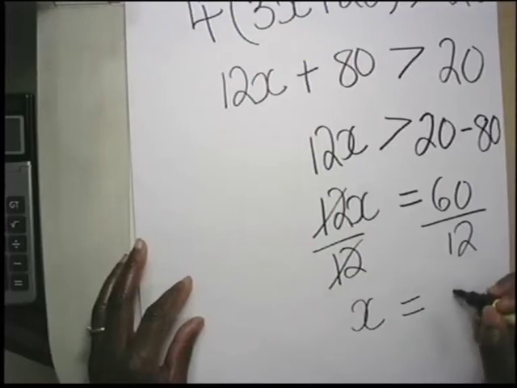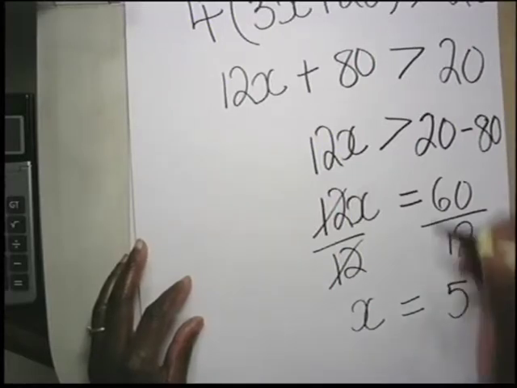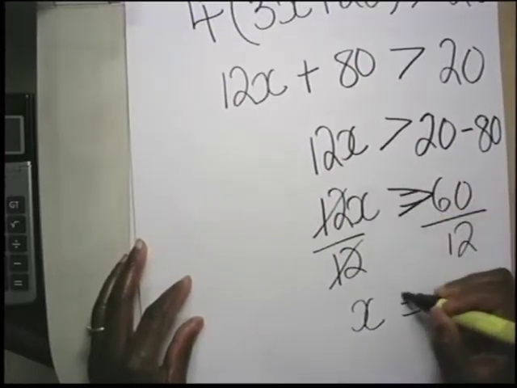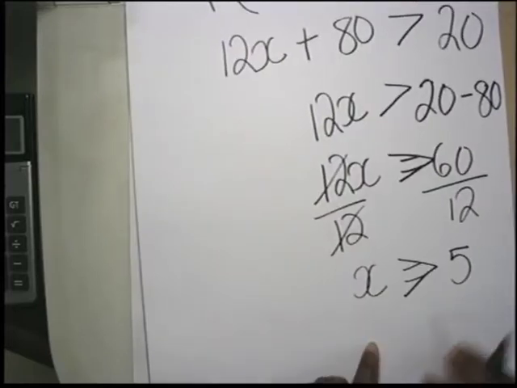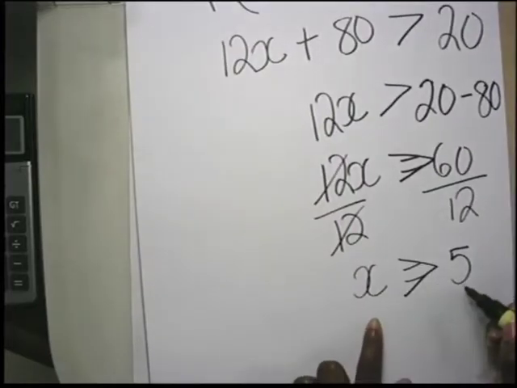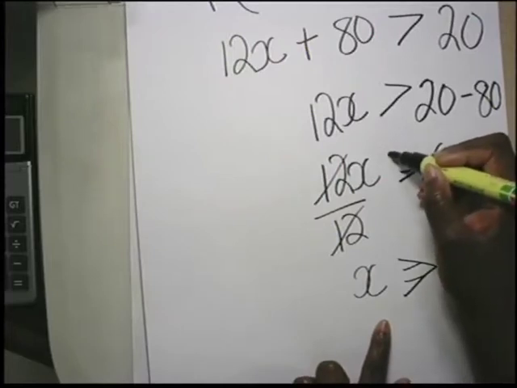5. Okay, that one will give us 5. It's like this. Okay, that is what you have. And then the next thing is to show this thing on the number line. Sorry for the equal sign here.